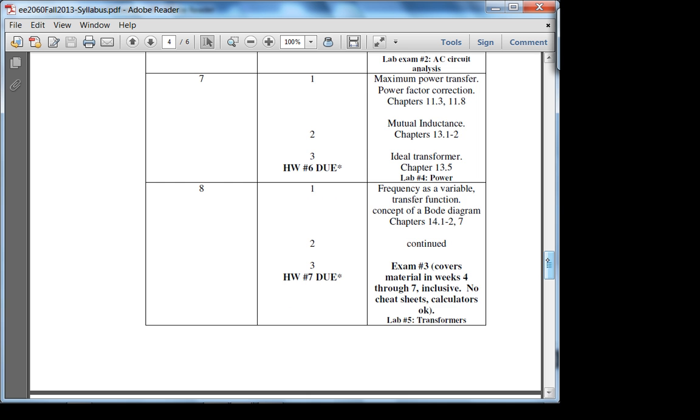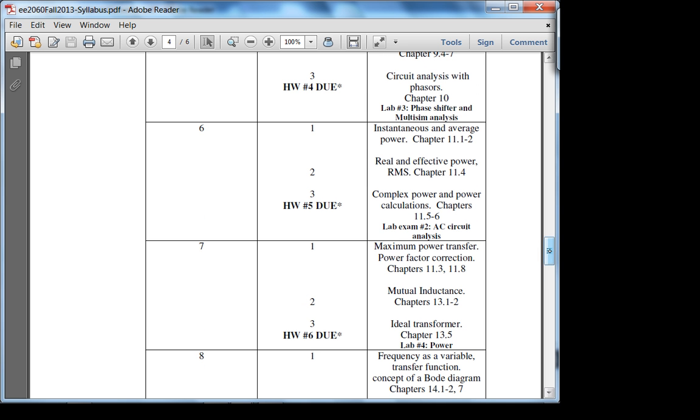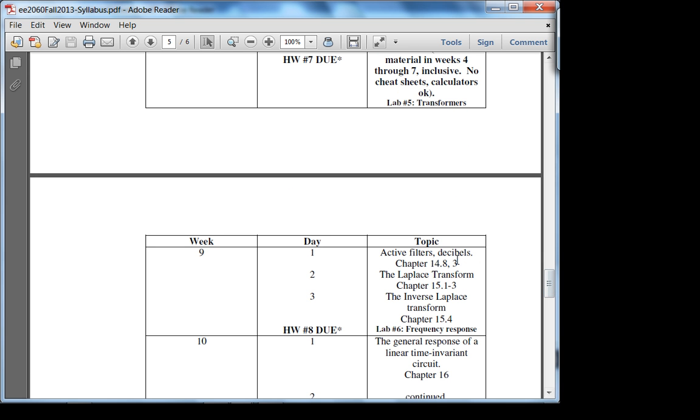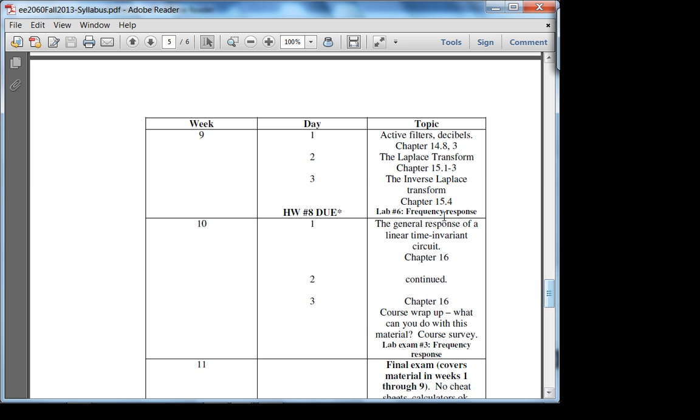Then, once we talk about power, there is another thing which your DC circuits don't do: 2060 circuits can act as filters. Low-pass filter, high-pass filter, band-pass filter. That's what we will do in week 8, okay? And in week 9, we'll look at more filters. Towards the end of the course, we'll look at 2070 as well. 2070 is basically 2060 generalized.